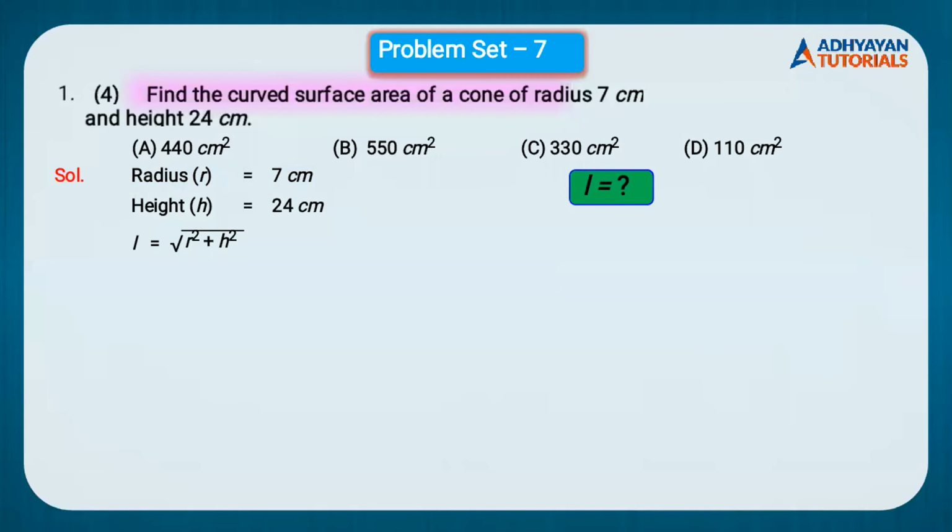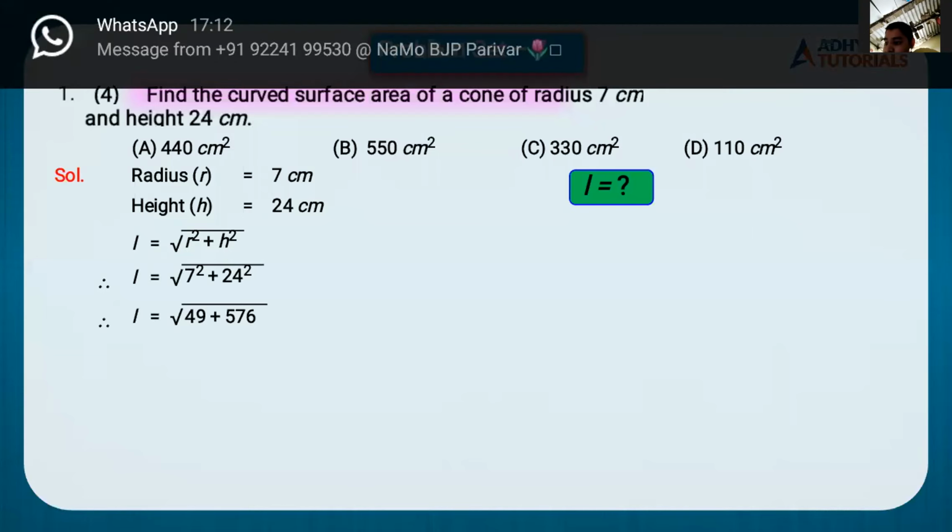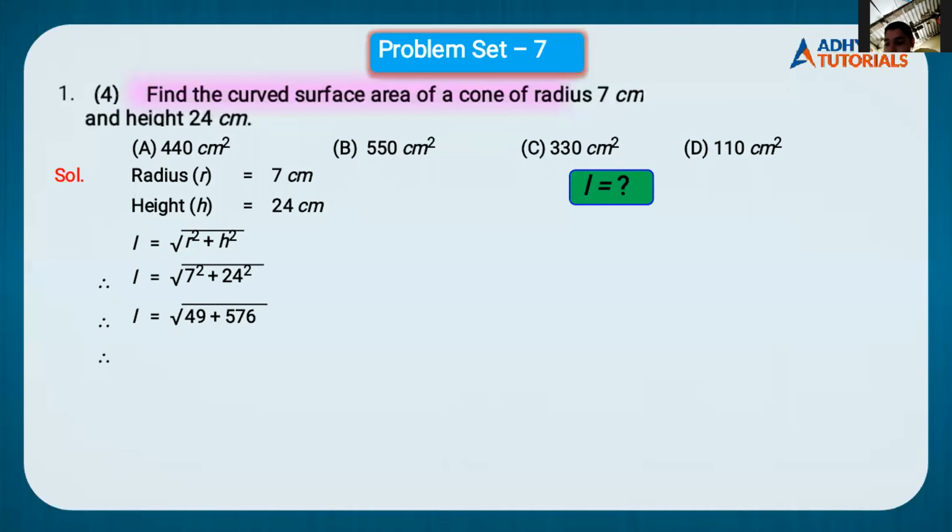Is it clear? So here we know the value of r and we know the value of h, so we can substitute. Therefore, L is equal to root of 7 square plus 24 square. Now it's easy. How much is 7 square? Yes, 7 square is 49, and 24 square is 576. Remember this. 24 square is 576. So 49 plus 576, we'll add it. On adding, 49 plus 576 is 625.